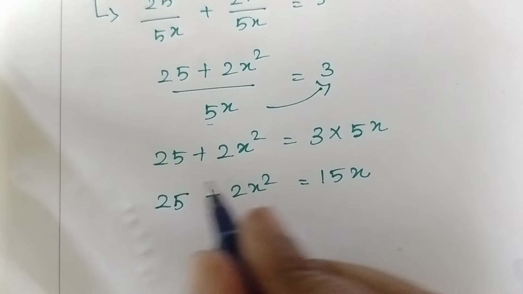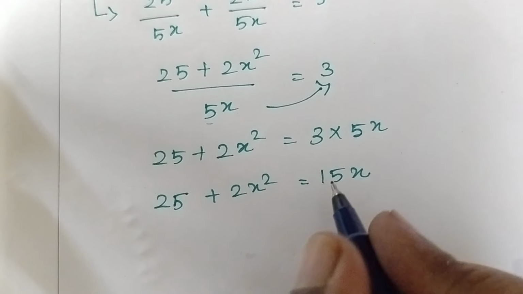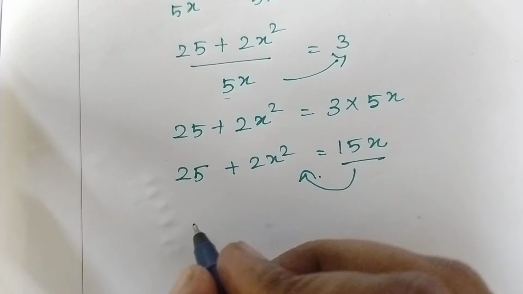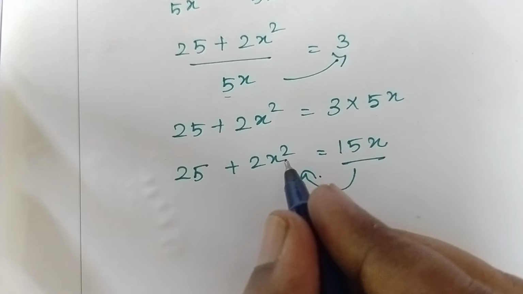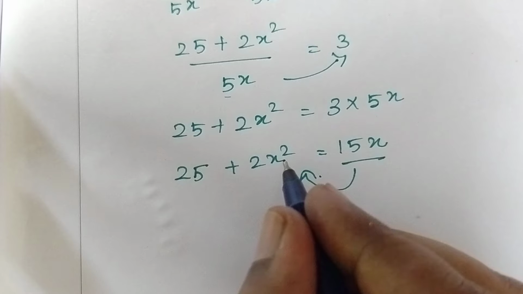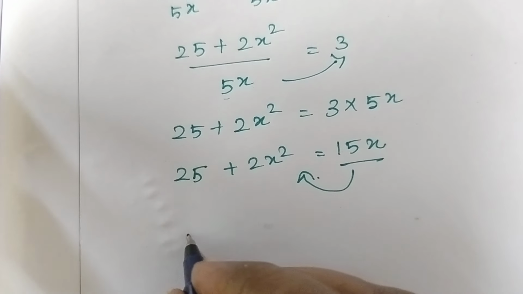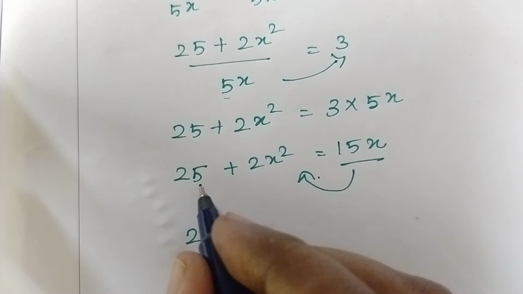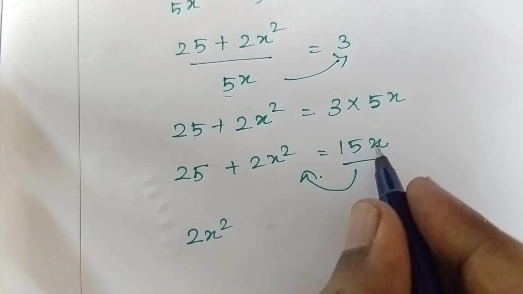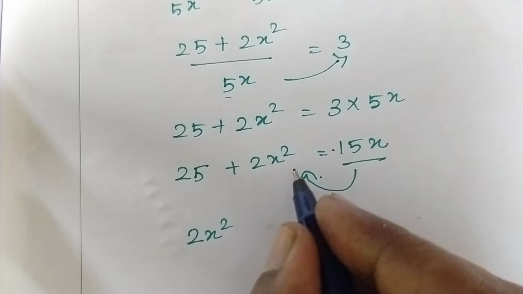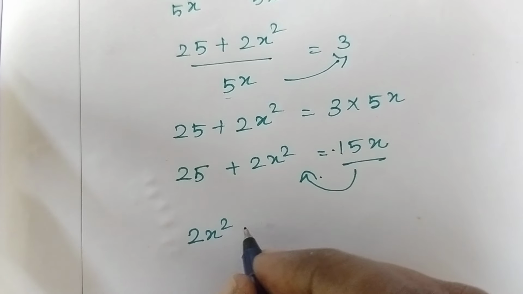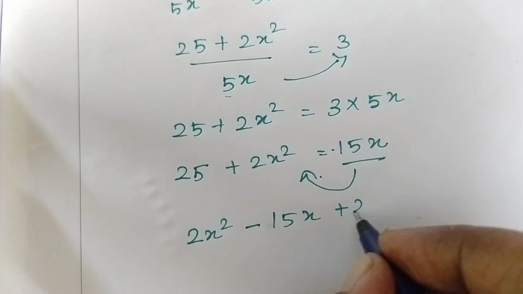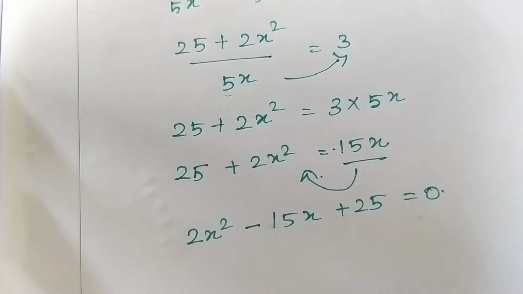So now I'm going to make this an equation. Therefore I'm going to shift this 15x towards the left side and arrange this equation based on the power. First, the highest power is x square, so I'm going to write 2x square, whose sign is plus, so I didn't put any sign here. Then the next highest power is x, here plus, and if it moves to the right side the sign gets changed, therefore minus 15x. Here plus 25 is equal to 0.